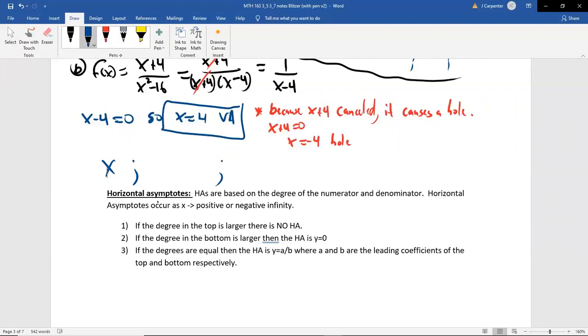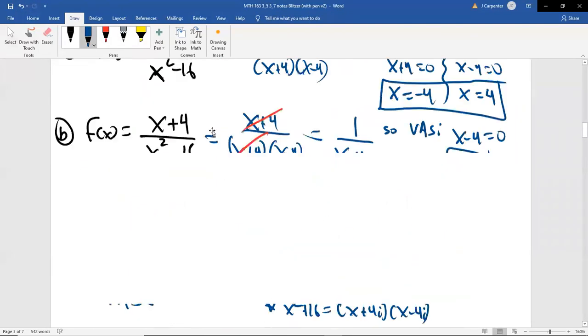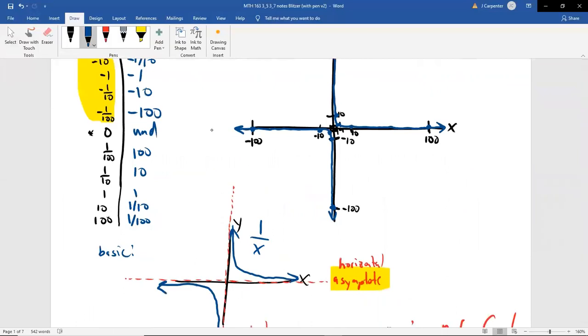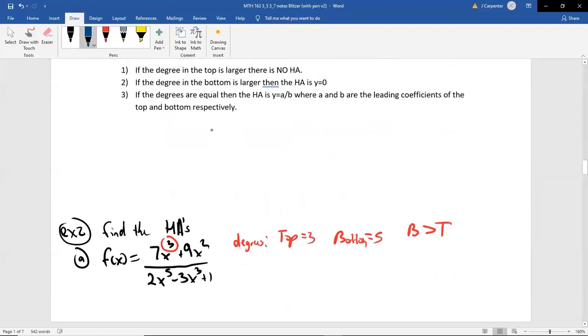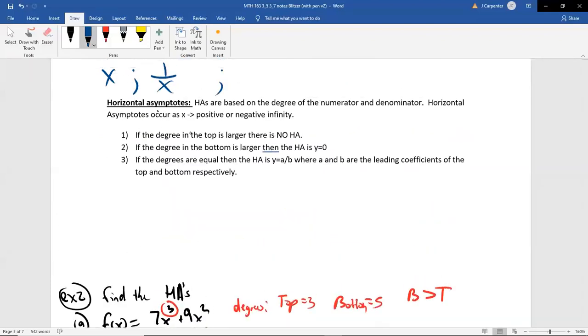The first case, if the degree in the top is larger, that means if you just took the leading terms and reduced them, it would be like x or x squared or x to the third, whatever, which means they go up and down forever. If the degree on the bottom is larger, that means you're looking at something like 1 over x, which we just graphed, and we said that they just flatten out. They flatten out to a height of 0 specifically. So that's the second case. If the degree in the bottom is larger, basically your function looks like this, which means the horizontal asymptote is y equals 0. You're just flattening out to that axis.